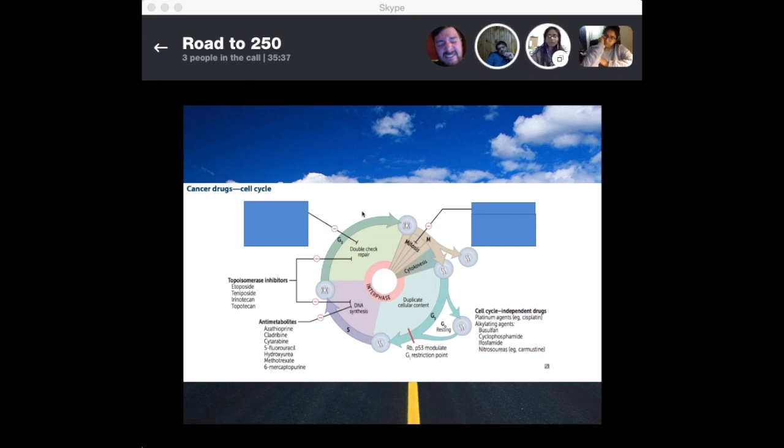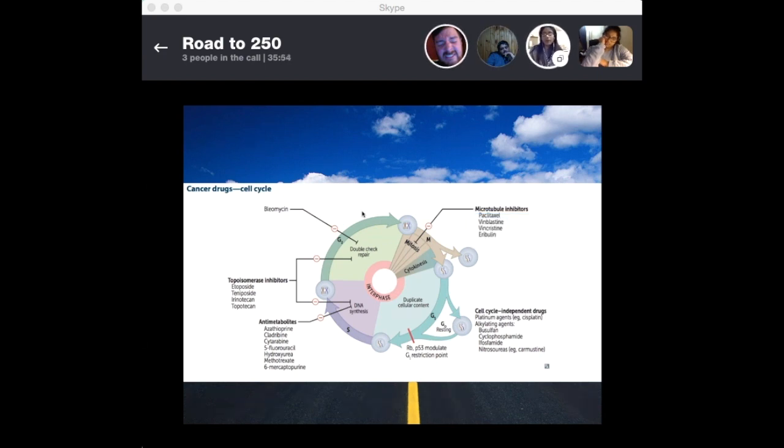Bleomycin. Exactly, bleomycin. And then our M phase inhibitors are microtubule inhibitors. And can anybody name any of these? Vinblastine, vincristine. Yep, so paclitaxel and the vinca alkaloids, vinblastine, vincristine, and then eribulin, I guess, got added on there. So, yeah, that's all I got in terms of drugs. Anybody want to add anything or have any questions?